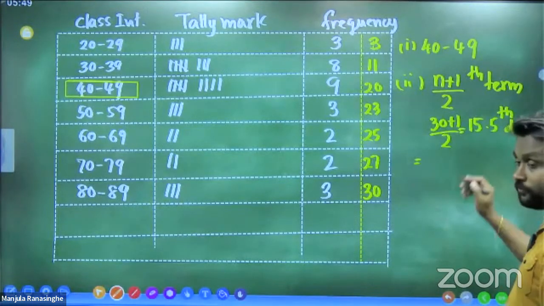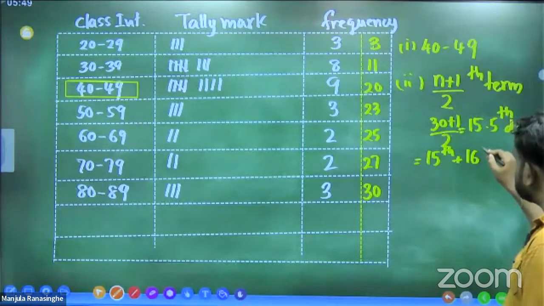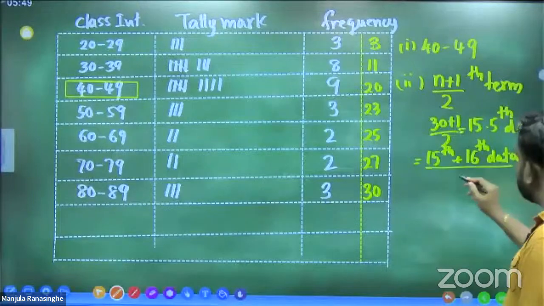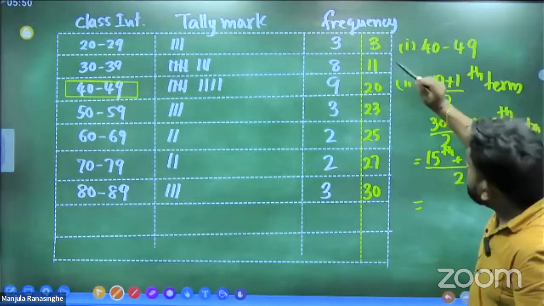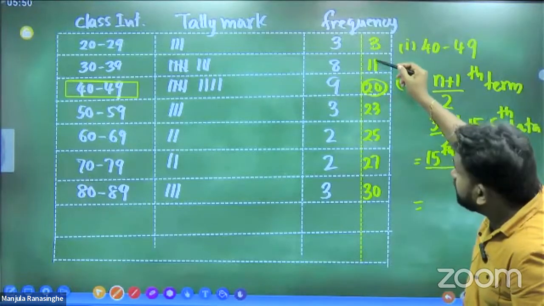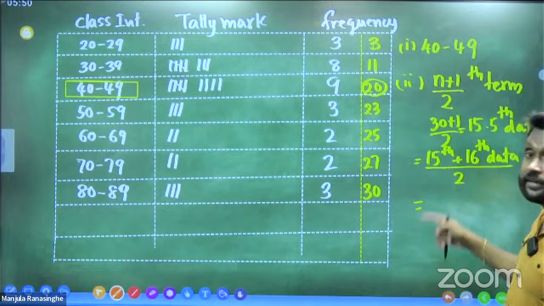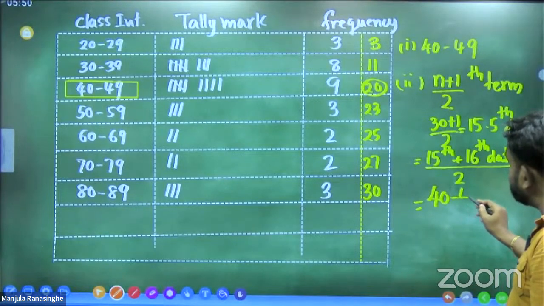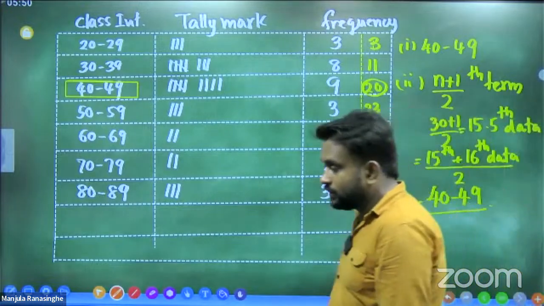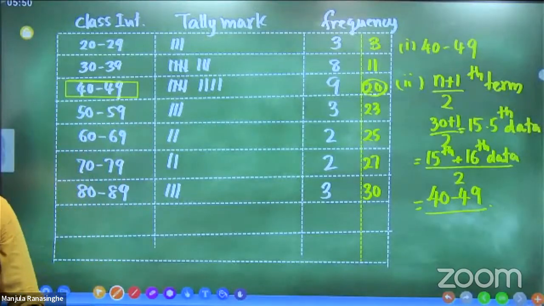15.5 data means it lies between the 15th and 16th data, so we take the 15th data plus the 16th data divided by 2. Now check the column for the 15th data. After 11 until 20, the data is in the 40 to 49 class. So both the 15th and 16th data lie under this 40 to 49 class. So the median class is 40 to 49. Make the marks there. Okay, very good.